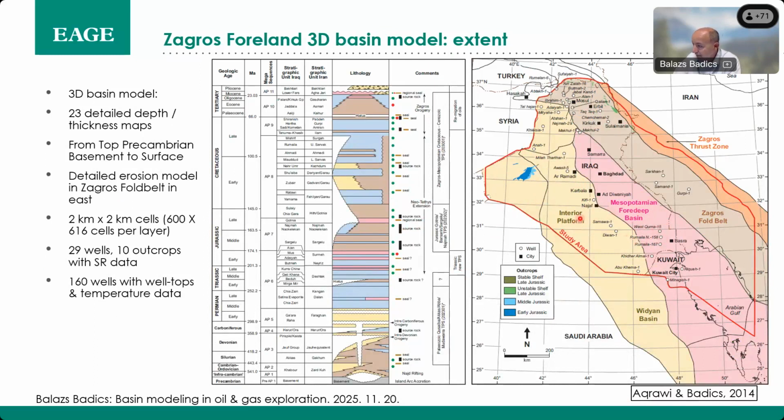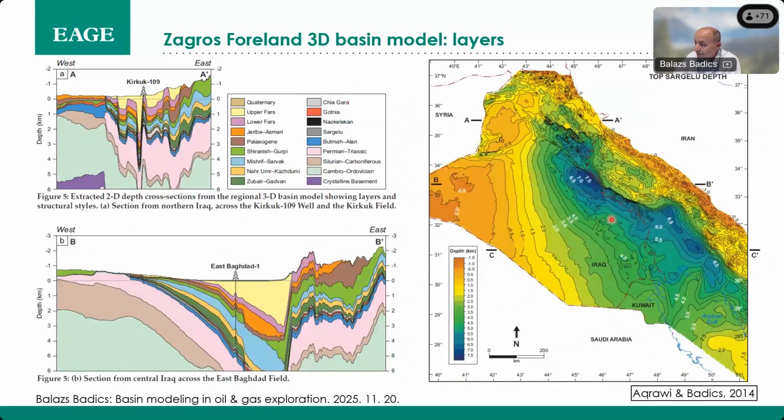So that shows you the different tectonic regimes, and then some 2D geometries. We have, of course, these 23 maps. This is an example of the top Middle Jurassic source rock depth map on the right-hand side, and some cross sections.